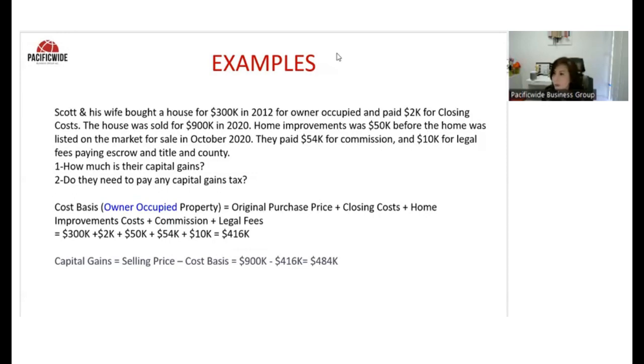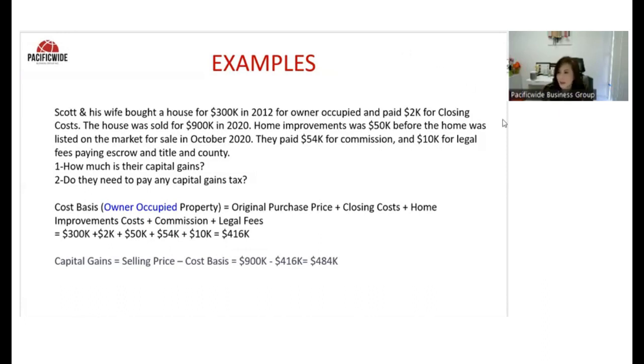Do you remember the tax exemption? How much tax exemption do they have in this case? For a couple, remember the previous slide? For a couple who own a property more than 2 years, they have a 500,000 capital gains tax exemption. So in this case, 484,000 is less than 500,000. What does it mean? They don't have to pay any tax in this case. You see that? You see how awesome it is? They don't have to pay any tax at all in this case.